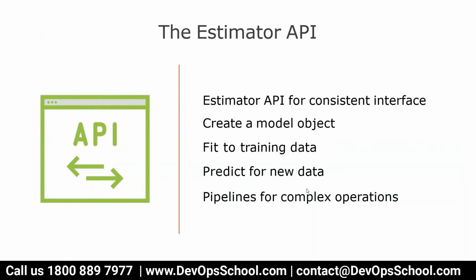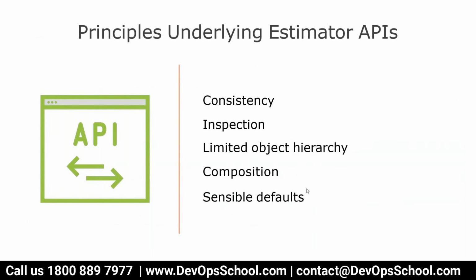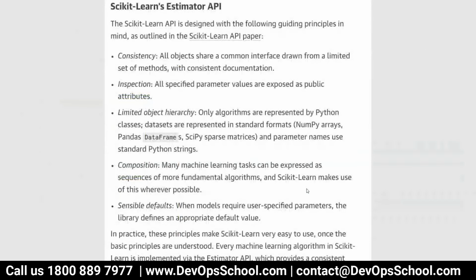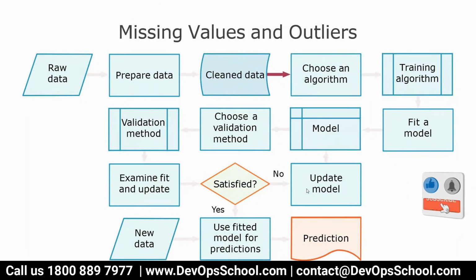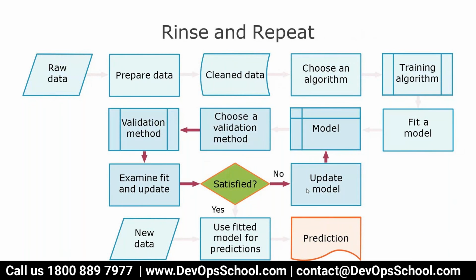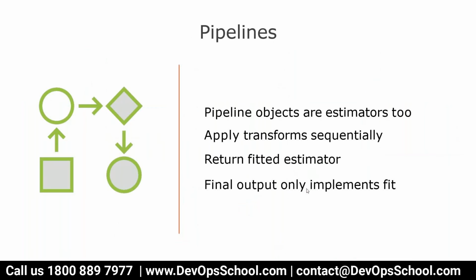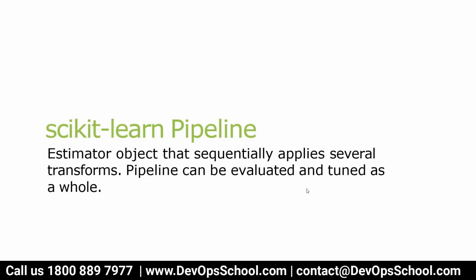Estimator API is for a consistent interface: create a model object, fit to training data, predict the new data, and pipeline for complex operations. Again, the principle underlying the estimator API is consistency. You can inspect, you have a limited object hierarchy, composition, and sensible defaults. These are some more details about APIs. So this we discussed already. Okay, so now we do have one pipeline in scikit-learn also using estimator objects.